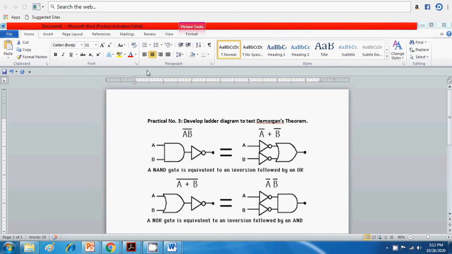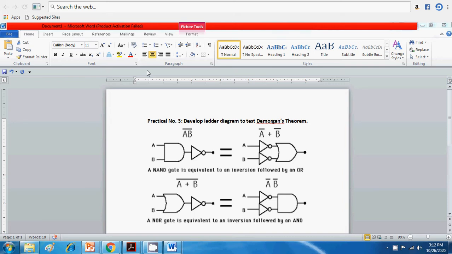Let us start with the third practical, and that is develop ladder diagram to test the De Morgan's theorems. So here on the screen there are the two De Morgan's theorems. The first theorem is a NAND gate is equivalent to an inversion followed by the OR.